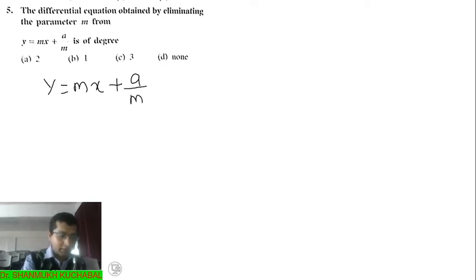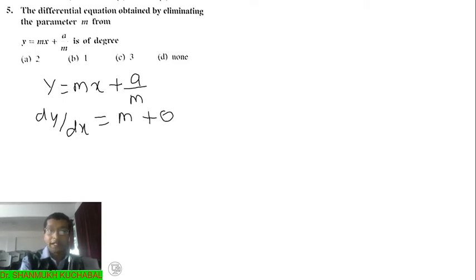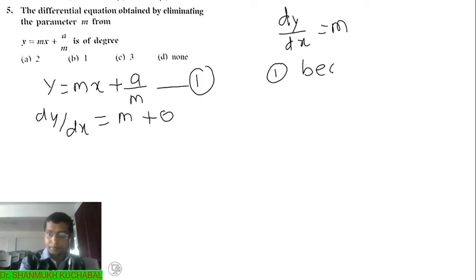Now we have to differentiate y with respect to x. So dy by dx equal to m, as mx differentiation is m, x differentiation is 1, and a by m is a constant, so it is 0. So we get dy by dx as m. Now I call the given equation equation 1. In this one we have to substitute: wherever it is m in equation 1, replace it by dy by dx.